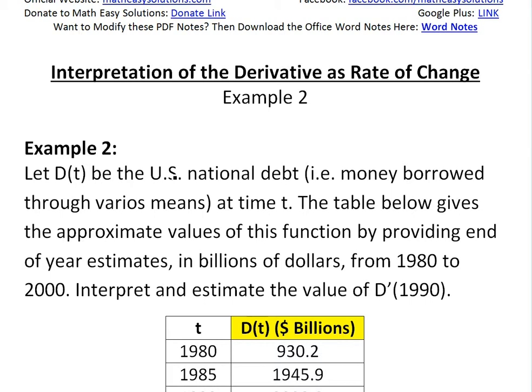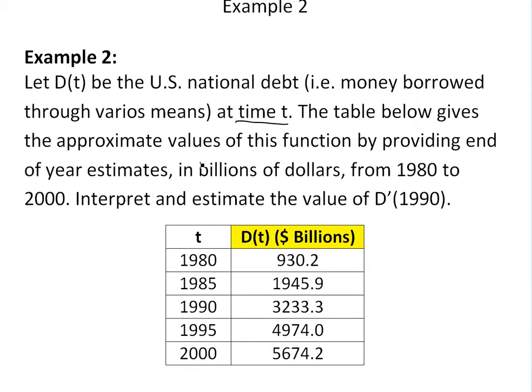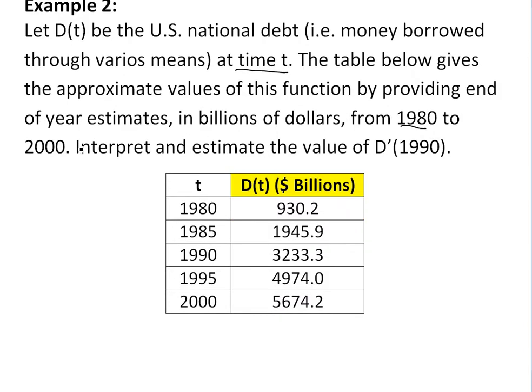let D of t be the US national debt. National debt is just money borrowed through various means, and I'm not going to go too much into it. Let D of t be the national debt at time t, and the table below gives approximate values of this function by providing end of the year estimates in billions of dollars from 1980 all the way to the year 2000.